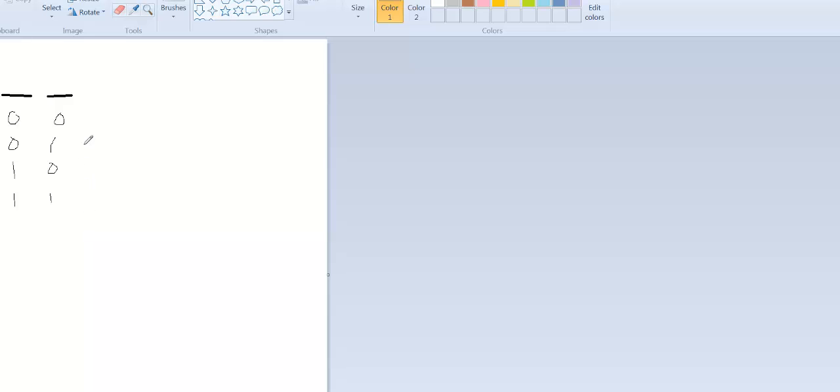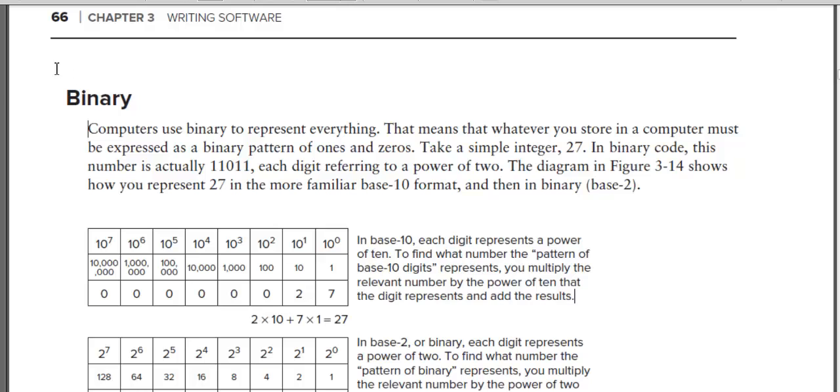If you just have one slot, you have two possibilities. Two slots, you have 4 possibilities. 3 slots, you have 8 possibilities. 4 slots, you have 2 times 8, or 16 possibilities, and so on. So he says computers use binary. That's what I was just using. That means that whatever you store in a computer must be expressed as a binary pattern of ones and zeros. So now they ask, how do you write 27 in binary?